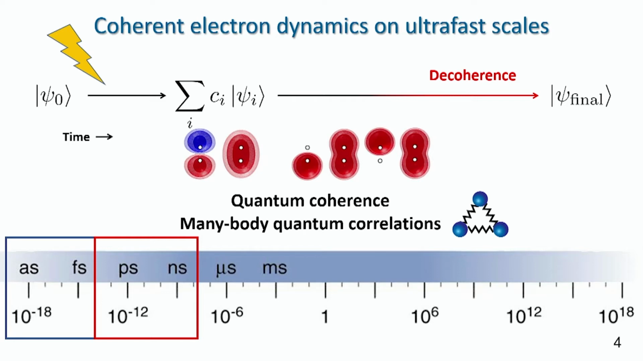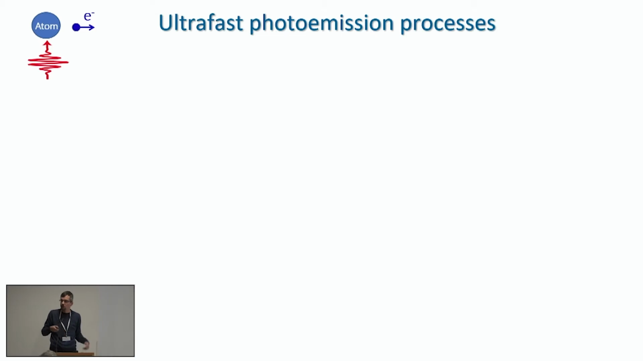Okay, so how do we get to these short timescales? I want to focus on a very simple system for this point. And this is simply an atomic system that's exposed to a laser pulse. And we look at photoemission, the emission of electrons from this atomic system.